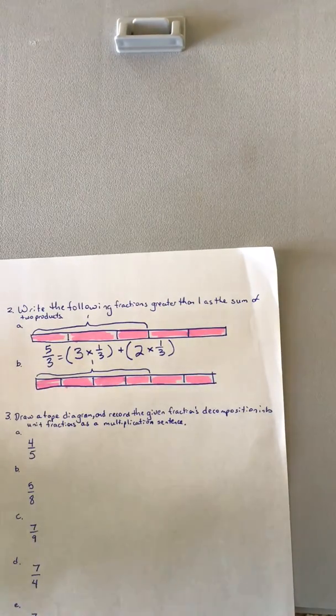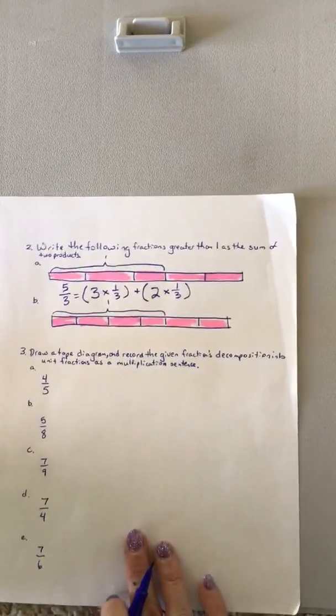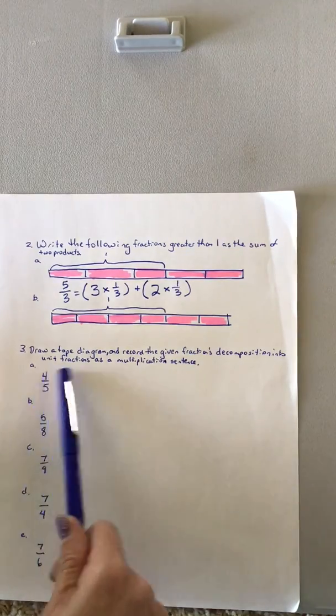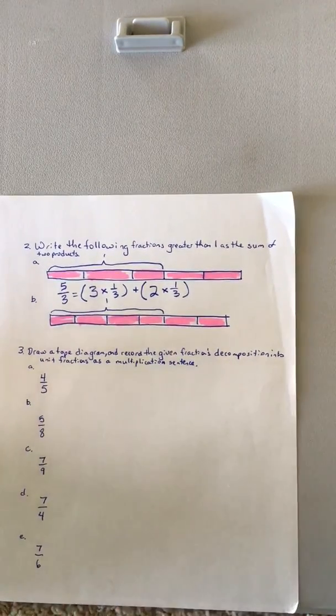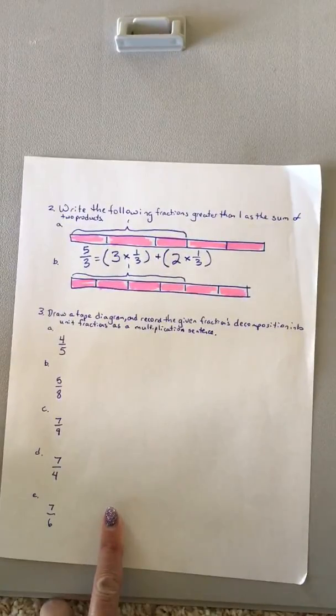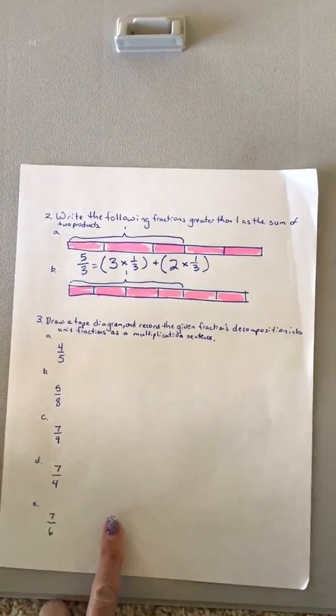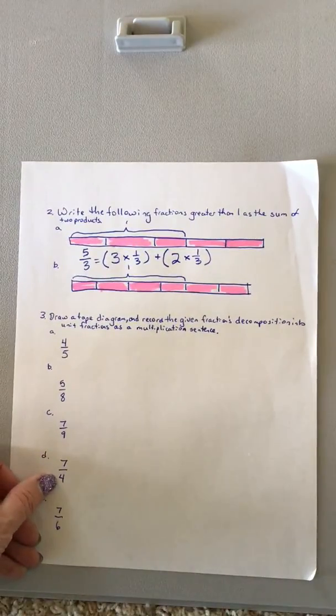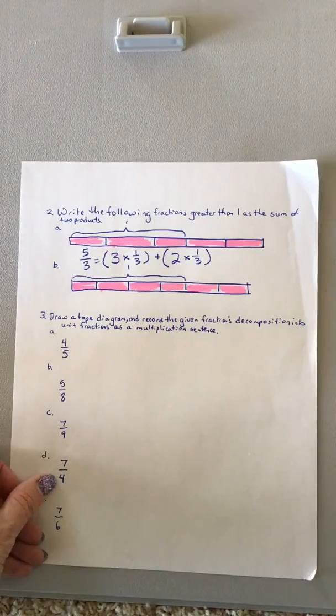Now, finally, I'd like you to practice on doing part 3. Okay? Now, I'm going to do one of the harder ones for you. I think you can draw a tape diagram and record the given fraction's decomposition into unit fractions as a multiplication sentence. So hooray, hooray, no repeated addition on part 3. It's all multiplication. Okay, so I'm going to do D with you because I notice my numerator is greater than my denominator. So that means I have a tape diagram that is greater than a whole.